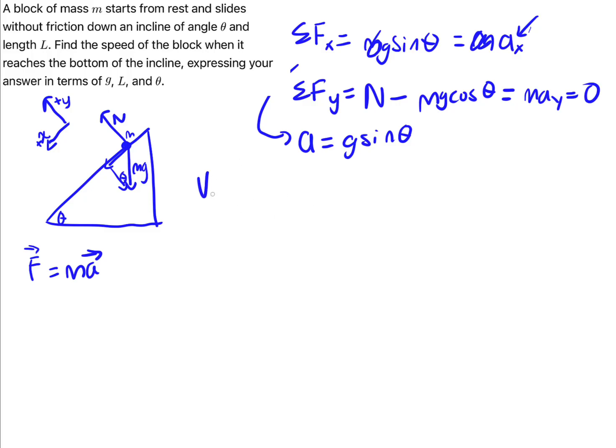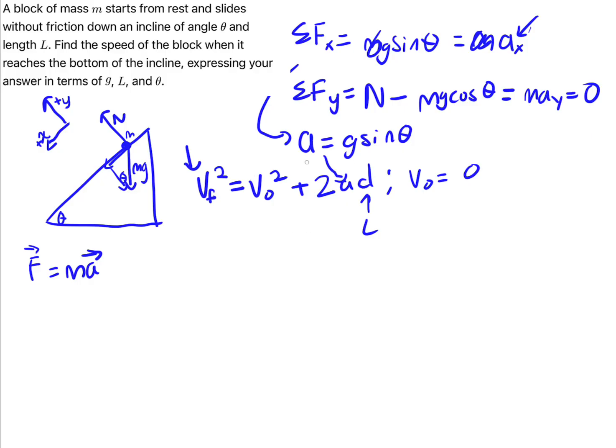This is a constant acceleration, which means the main kinematic equations we have learned apply. Specifically, the final velocity squared is equal to the initial velocity squared plus 2 times the acceleration times the distance traveled. We know that v naught is just 0 since it starts from rest, and we want to figure out the final speed. Now d is just L, the length of the incline it slides down.